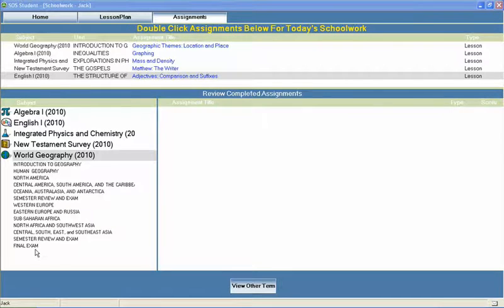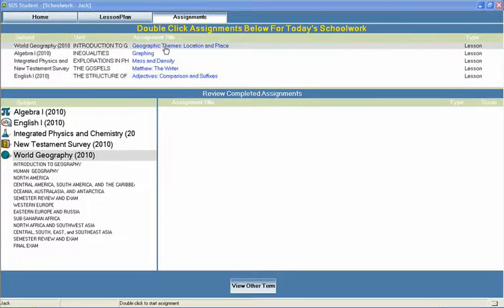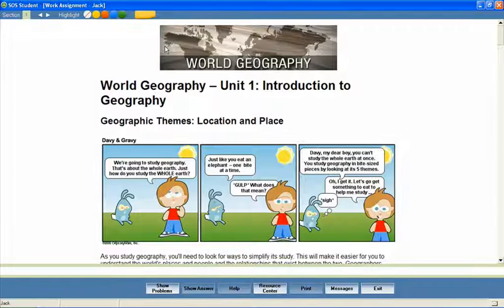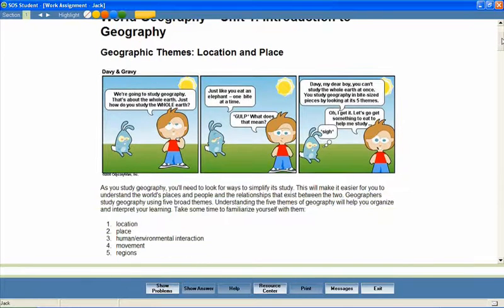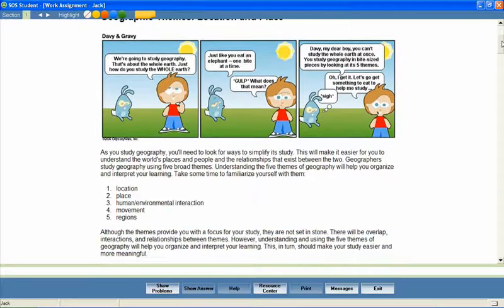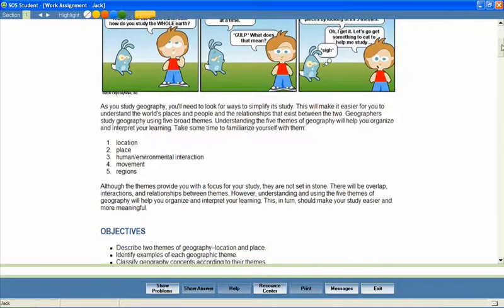Now let's take a look at a world geography lesson to see how concepts like these are covered. In a unit entitled Introduction to Geography, let's look at a lesson called Geographic Themes, Location and Place. Most Switched On Schoolhouse lessons begin with a brief introduction and a list of objectives for the lesson.